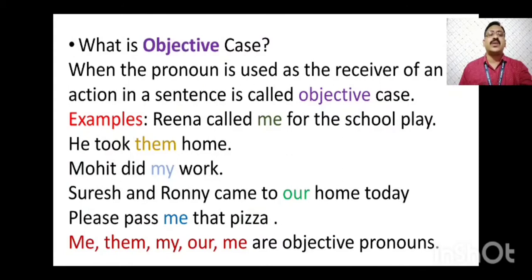All these pronouns are used after the verb. In the first case you can see Rina called me. Called is the verb, me is the pronoun. Second one, he took them home. Took is the verb, them is the pronoun. Mohit did my work. Did is the verb, my is the pronoun. Suresh and Ronnie came to our home today. Came is the verb, our is the pronoun. Please pass me that pizza. Pass is the verb, me is the pronoun. Means if the pronoun is used after the verb and shows that it is not a subject, it is like an object in that sentence, it is called an objective pronoun.